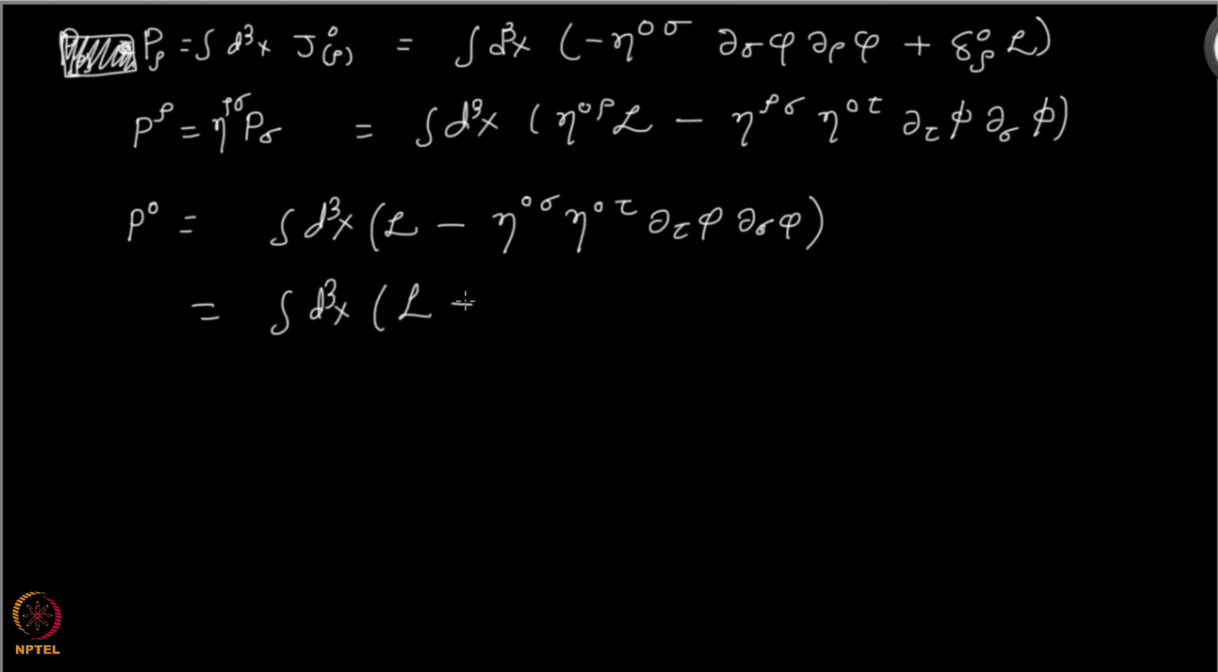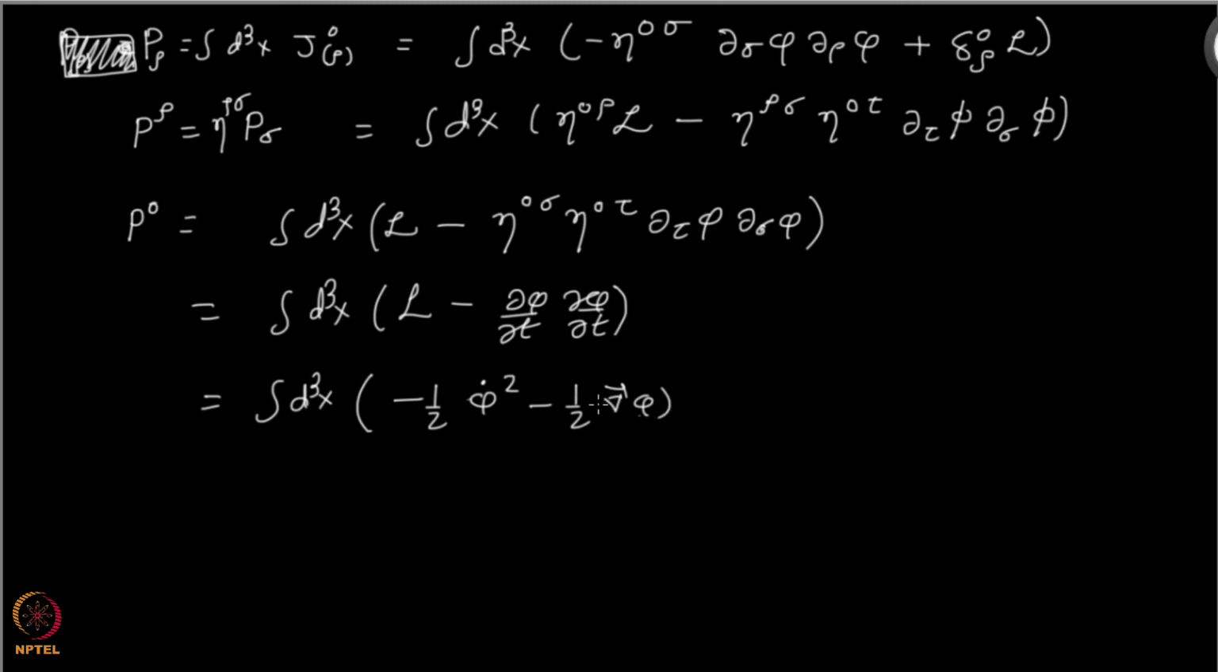Now this is easy. This term contributes only when sigma is 0, and this term contributes only when tau is equal to 0. Otherwise they are 0, which means this tau and that sigma are forced to be 0. So I get del phi over del t, del phi over del t. And you remember this Lagrangian density has half phi dot square as the first term from the del mu phi piece, and this minus makes it minus half phi dot square, not del mu phi dot square. Then this has already minus half gradient of phi square, and finally minus half m square phi square, which is just minus of this entire thing.